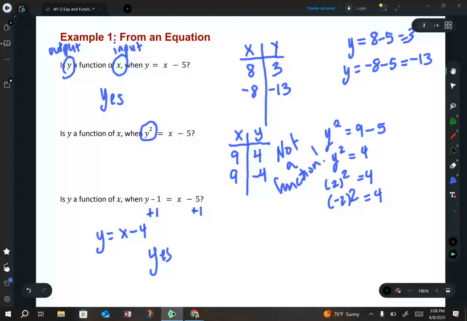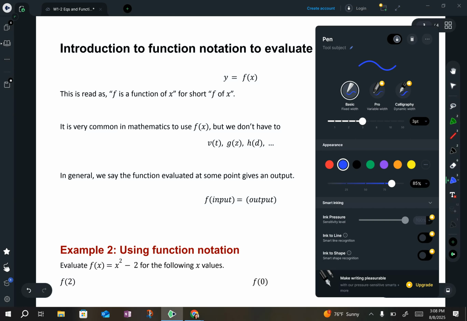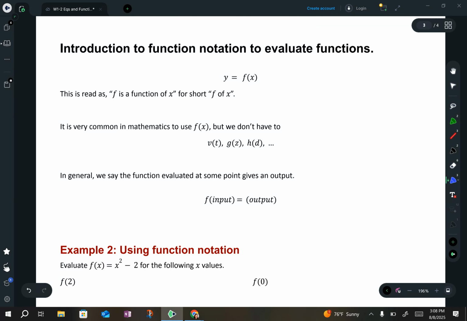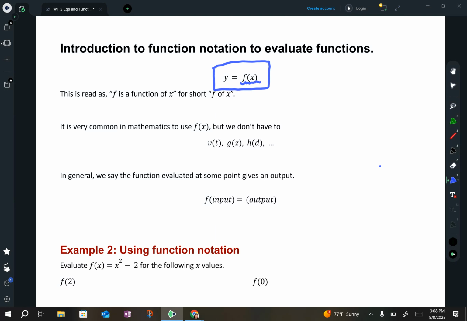So function notation is a pretty useful tool we have to deal with evaluating functions. When we look at function notation, we write y equals f of x. And we say f is a function of x, or we say f of x for this right here, f of x. It's not multiplication.